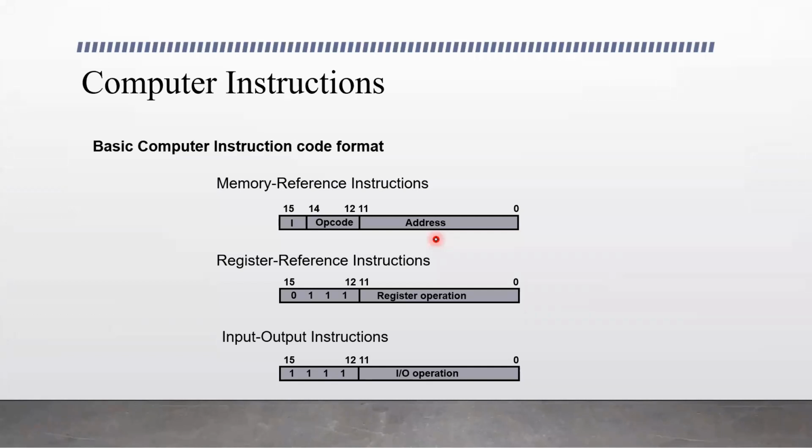And the second format is register reference instructions. If you see this instruction format, here the 12 bits are not used for referring to the memory. As we have seen in the memory reference instruction, the 12 bits are used for referring to the memory location, whereas in this, the 12 bits are not for memory reference. These least significant 12 bits are for storing the register operation.